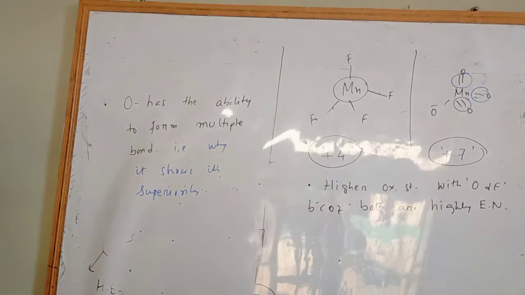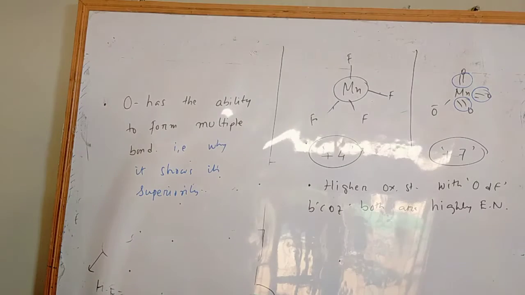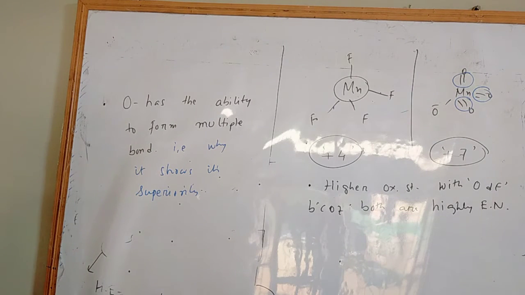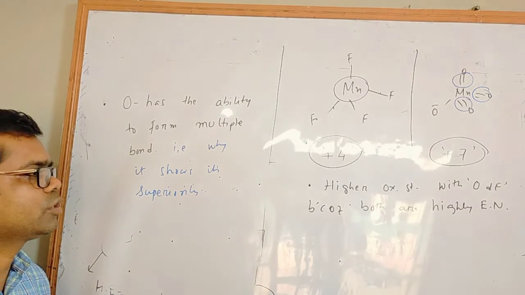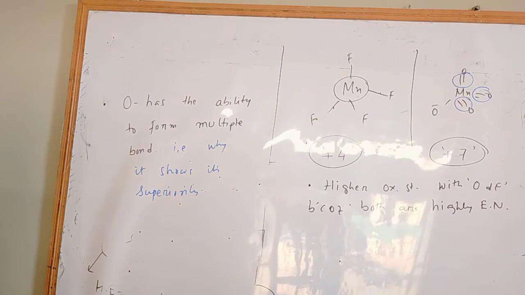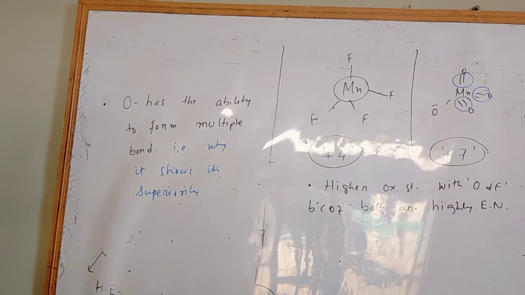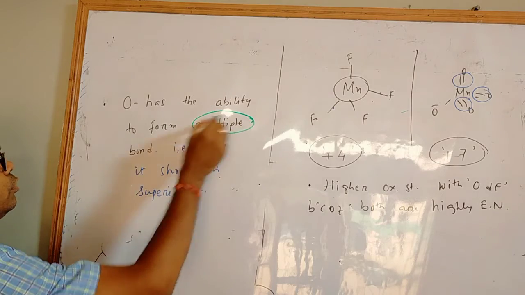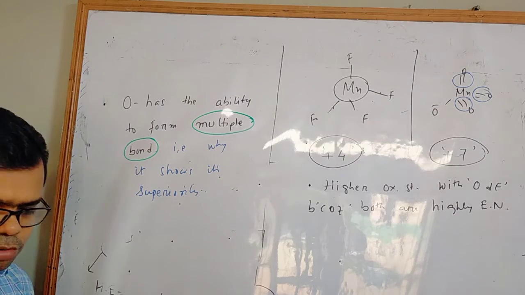So this point you have to learn like that. Higher oxidation state with oxygen and fluorine because both are highly electronegative. Generally, all the elements show higher oxidation state with oxygen and fluorine. This is a general term because oxygen and fluorine are the most electronegative. Oxygen is 3.5, fluorine is 4.0. But why is oxygen superior? Because oxygen is able to form multiple bonds. Remember, multiple bonds.